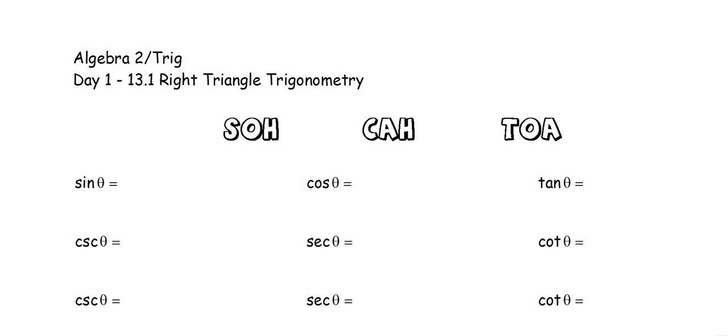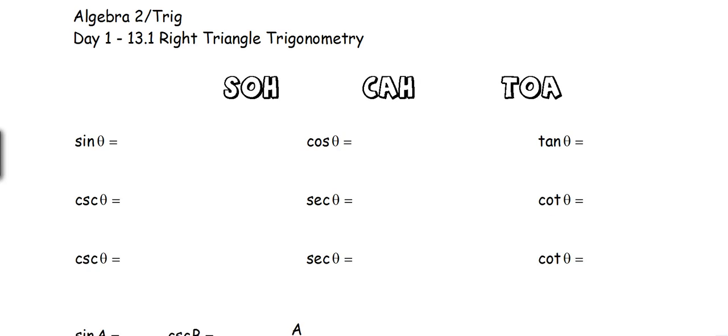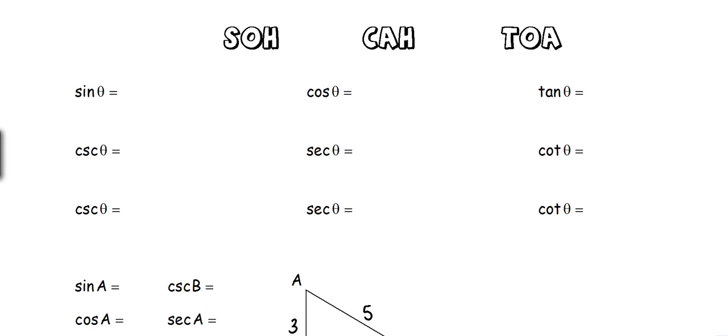This is going to be your first video for your trig unit, and we're going to start by reviewing our SOHCAHTOA. This is something that you learned in geometry. If you remember, SOHCAHTOA stands for sine is the opposite over the hypotenuse. Your cosine is adjacent over hypotenuse. And your TOA, tangent, is opposite over adjacent. So those three are reviewed.